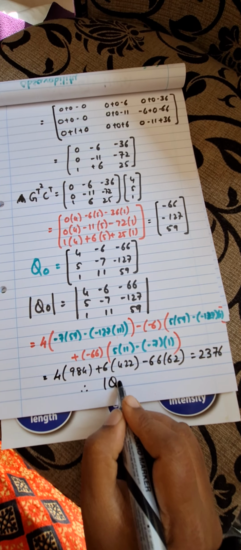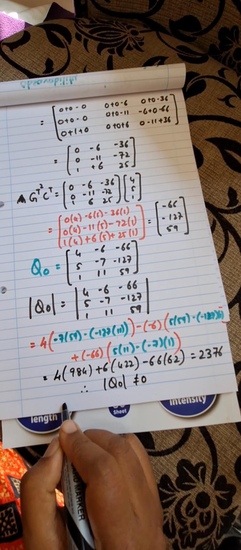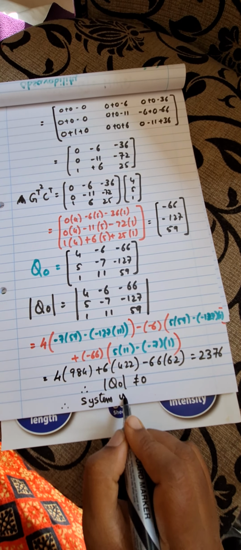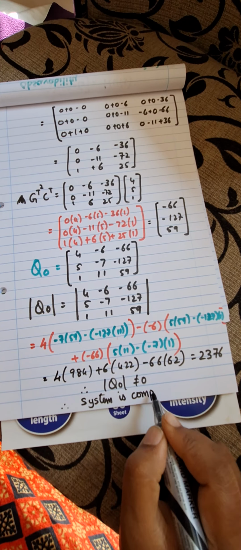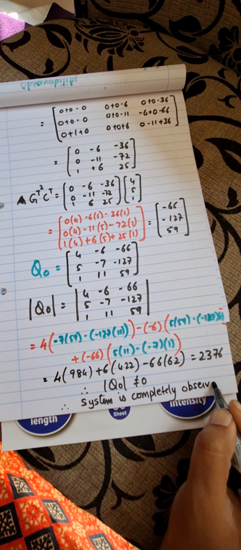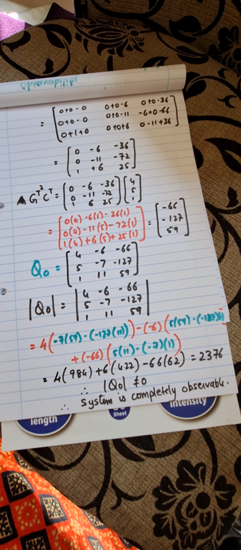Therefore det Q naught is not equal to 0. Therefore the system is completely observable. Done.